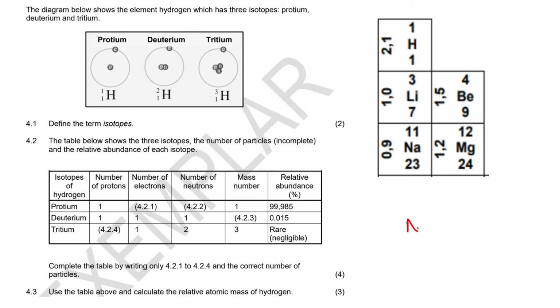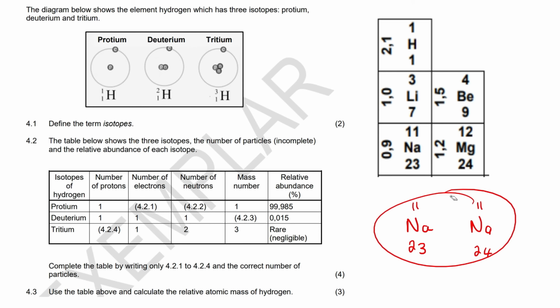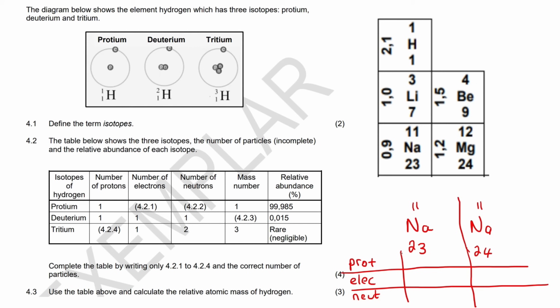I could give you Na-23, 11, and I could give you Na-24, 11. So what is the difference between these two? Yes, we can see the mass is different, but what does that mean? Well, if we look at the number of protons, electrons, and neutrons, let's see what the real difference is.